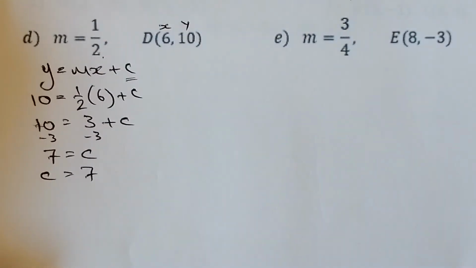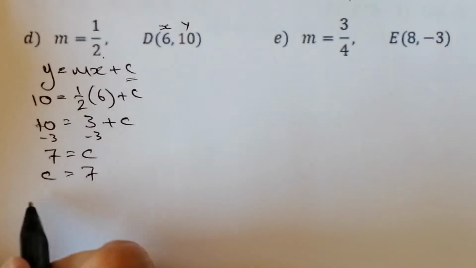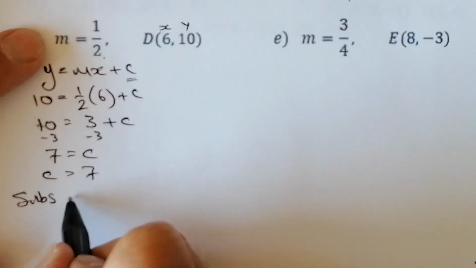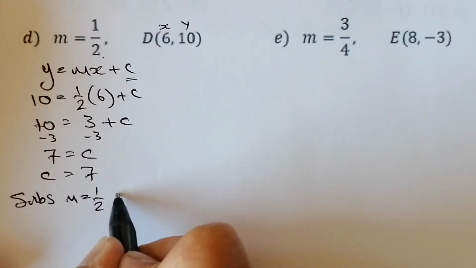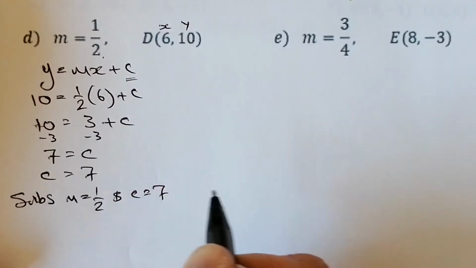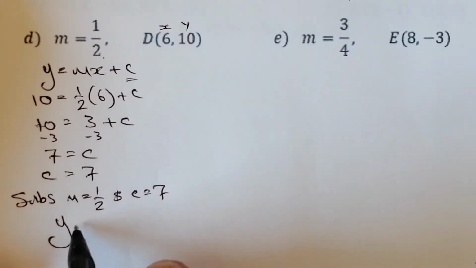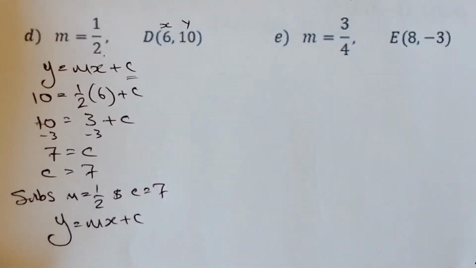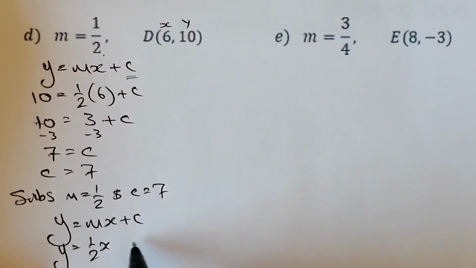Okay, so that's me got that worked out already. So what I'll do is I'll substitute. So I'm just writing substitute my gradient up here, which was a half, and the c value, which is 7, and we're going to substitute that into y equals mx plus c again. Okay, so from there, I can just get my equation. So y is equal to a half x, and that's going to be plus 7.